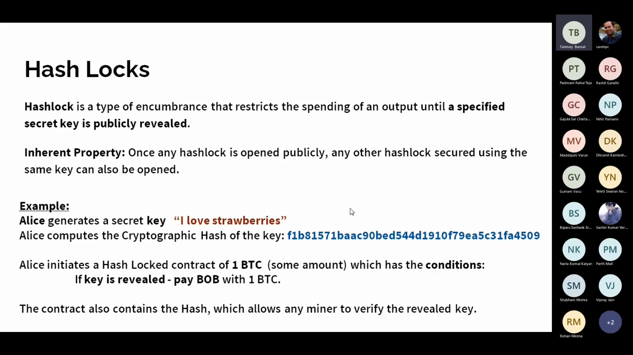Of course the contract also contains a hash, and then any miner can verify the revealed key. So it is not that I got it and now I am claiming it. All these will go into transactions that can be verified, and then into blocks. Everything should be verified. It is important that anyone in the network will be able to check that what Bob is now claiming is true, because the hash of "I love strawberries" would match the hash that is already there in the contract. So this is the notion of hash locks.